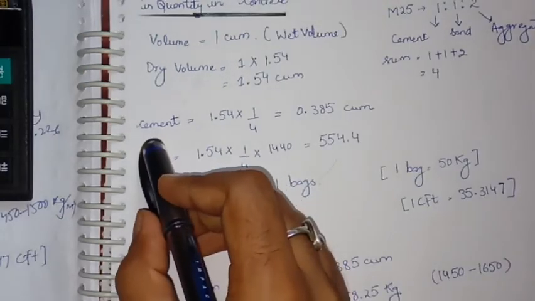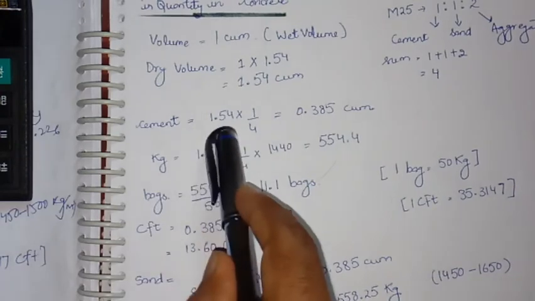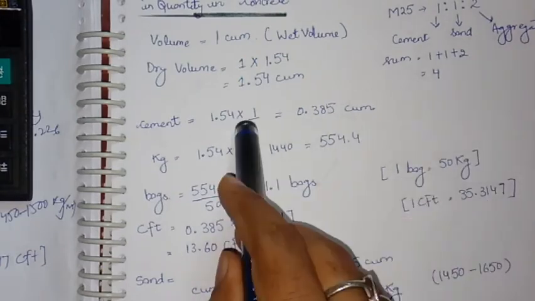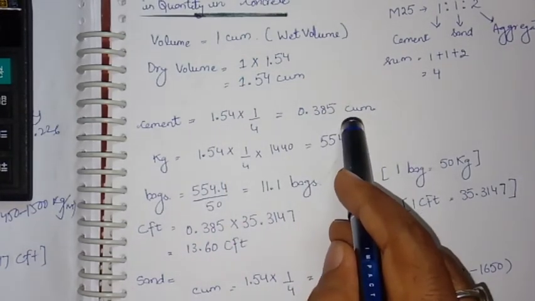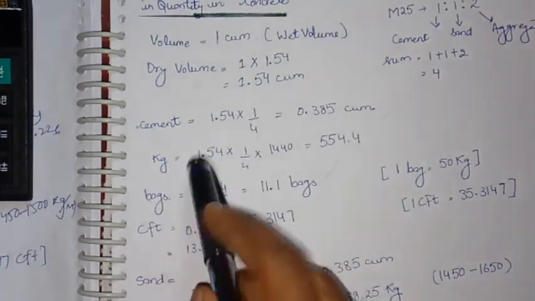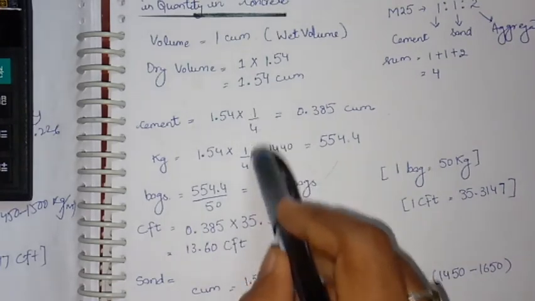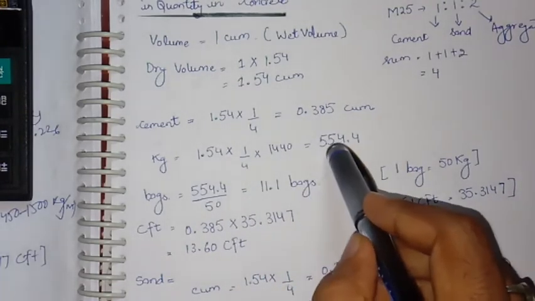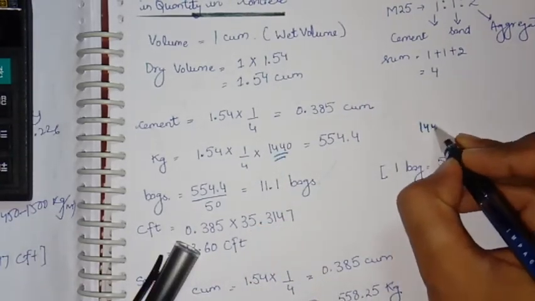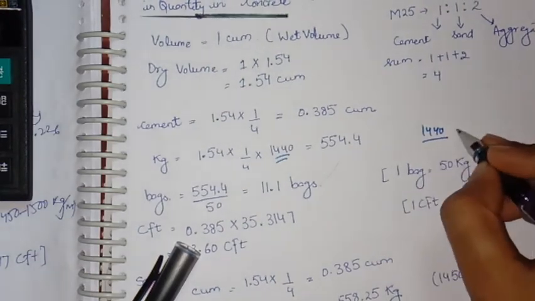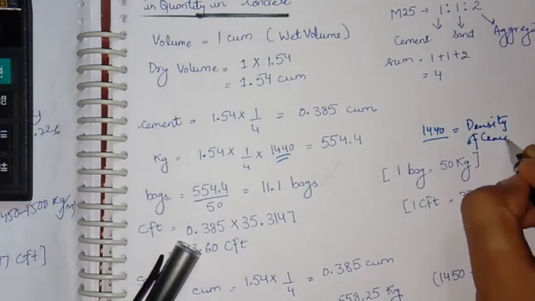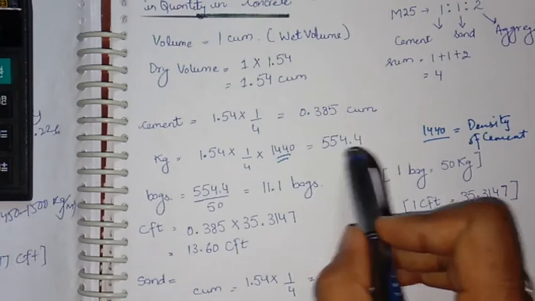So to calculate the cement, I have to take the dry volume, that is 1.54, into 1 by 4, the sum of cement, sand and aggregate. So the answer is 0.385 cubic meter. If I want to calculate in kgs, then I have to multiply 1.54, same 1 by 4, by 1440. 1440 is the density of cement. The answer will be 554.